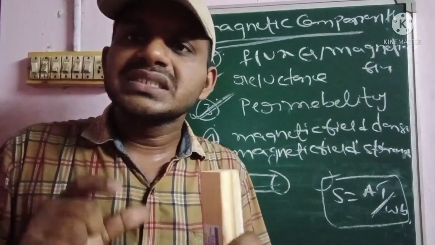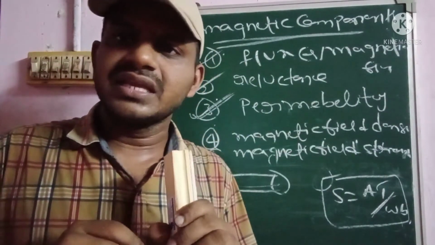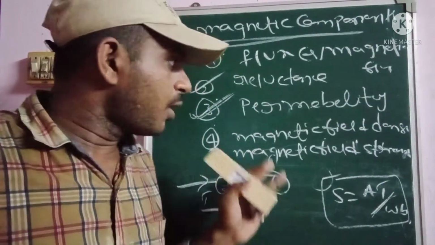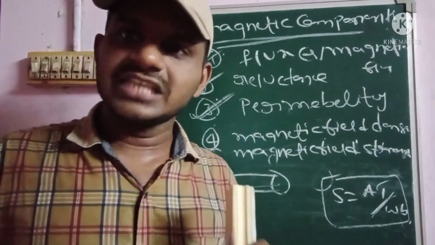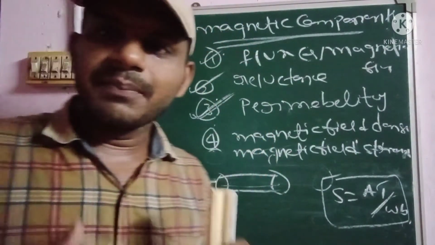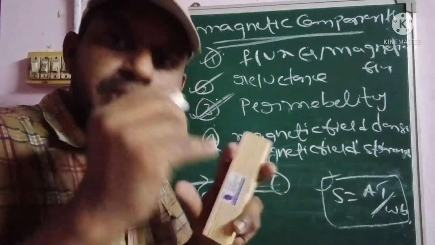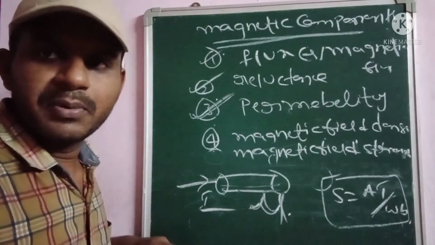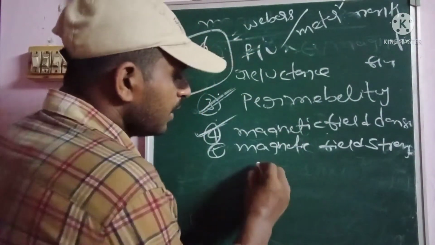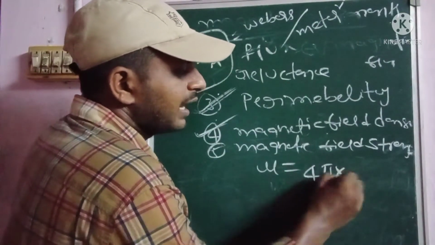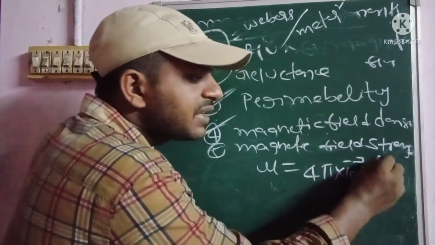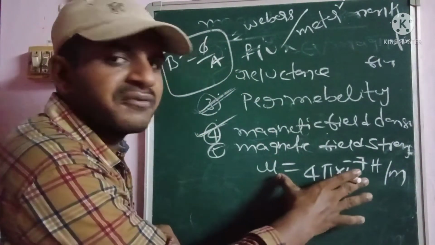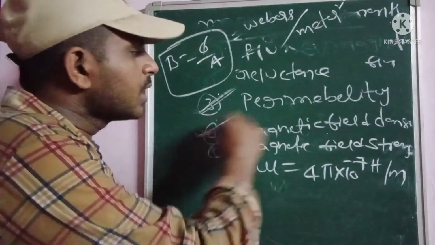Here there is no opposition to the flux in that particular magnetic material, so that property is called permeability. Permeability can be indicated by the symbol mu. The permeability of free space, mu, is given as 4 into 10 power minus 7 Henry per meter.